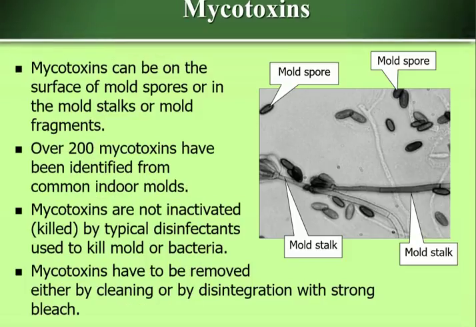Mycotoxins. Mycotoxins can be on the surface of mold spores or in the mold stalks or mold fragments. Over 200 mycotoxins have been identified from common indoor molds. Mycotoxins are not inactivated or killed by typical disinfectants used to kill mold or bacteria. Mycotoxins have to be removed either by cleaning or by disintegration with strong bleach.